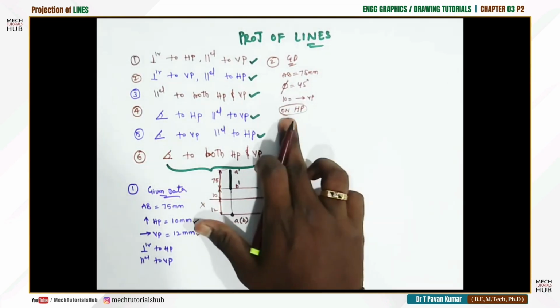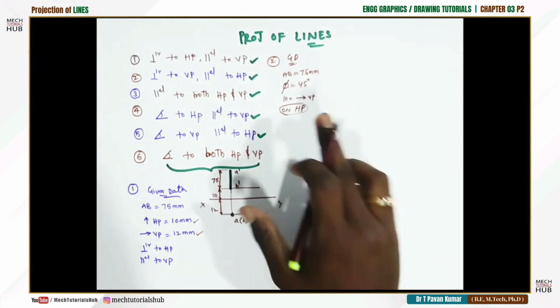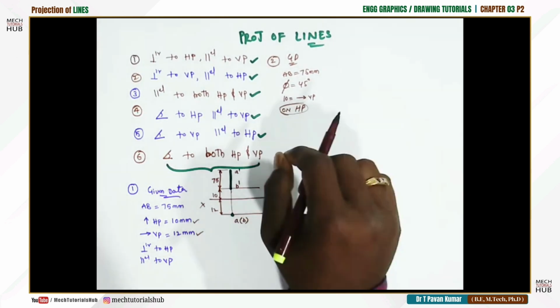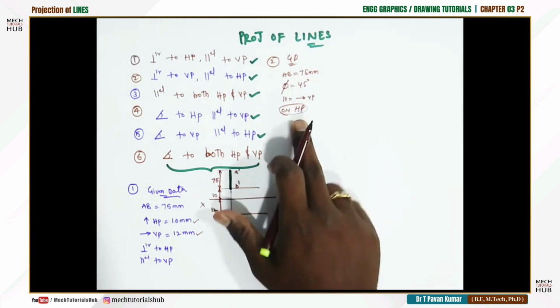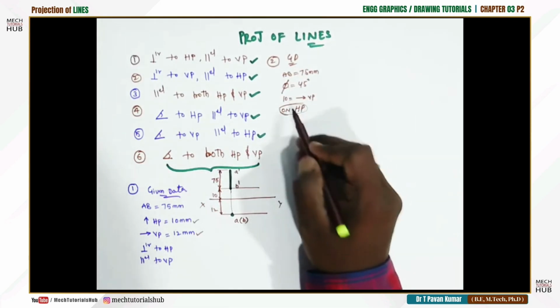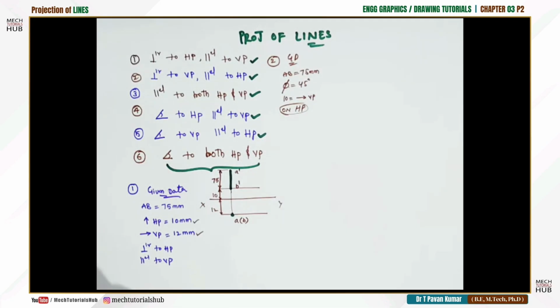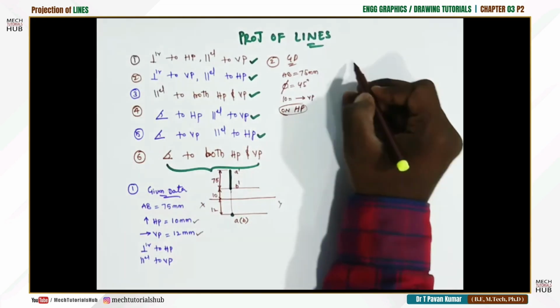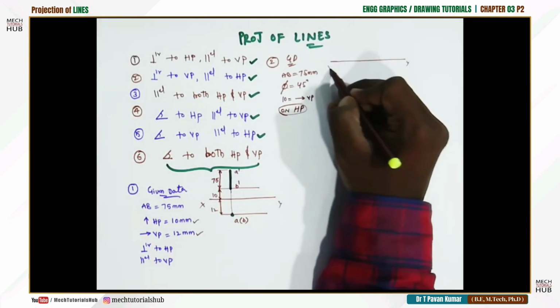If that is not the case, if something is not given, you need to consider it as the line is touching the plane, the horizontal plane. But here in this case he said the data given is on HP. If it is on HP, it needs to touch the XY line. That is also important. Now I'll consider one XY line.